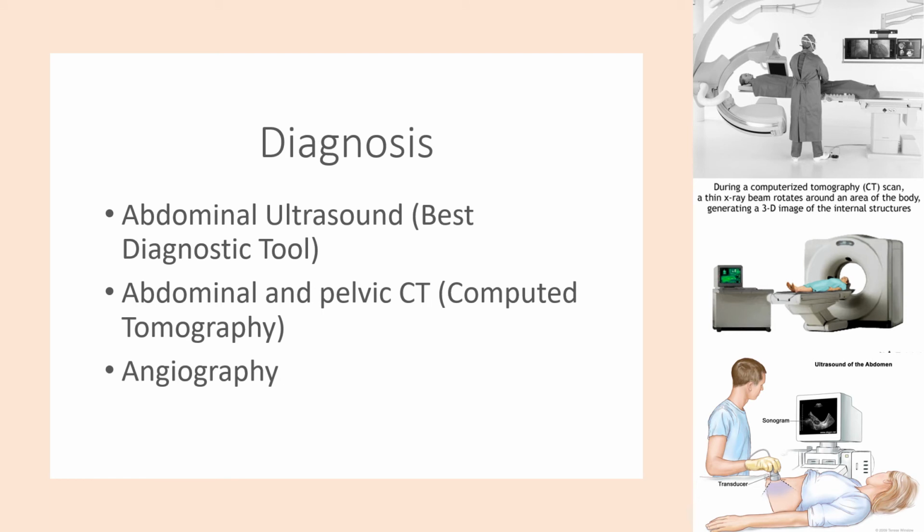Abdominal ultrasound is one of the diagnostic tools, and it's also the best diagnostic tool. Abdominal and pelvic CT, computed tomography, and angiography are others. The diagnosis of an abdominal aortic aneurysm is usually made with ultrasound. CT scan is needed to determine the exact location, size, and involvement of other vessels, and is the imaging of choice in symptomatic patients.